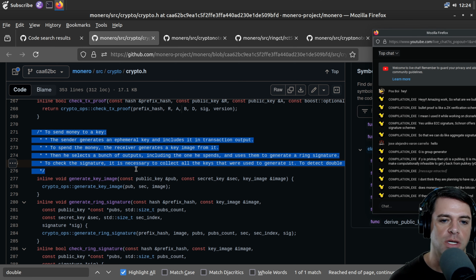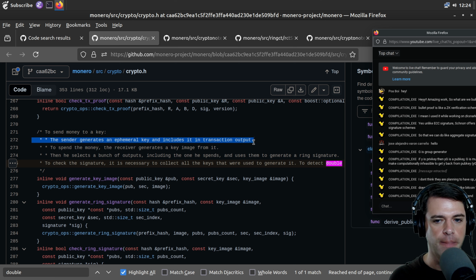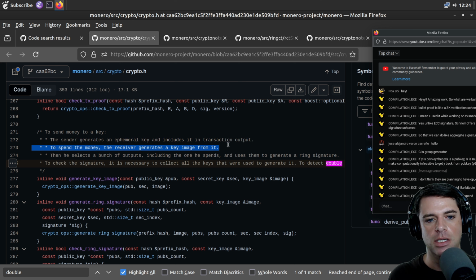To spend money to a key, the sender. So where are we? Crypto.h. That's not where I would have expected the code to spend money, but here it is. To send money to a key, the sender generates an ephemeral key and includes it in the transaction output. To spend the money, the receiver generates a key image from it. So the sender is generating an ephemeral key, I'm guessing like a regular old key, and the receiver is generating the key image.